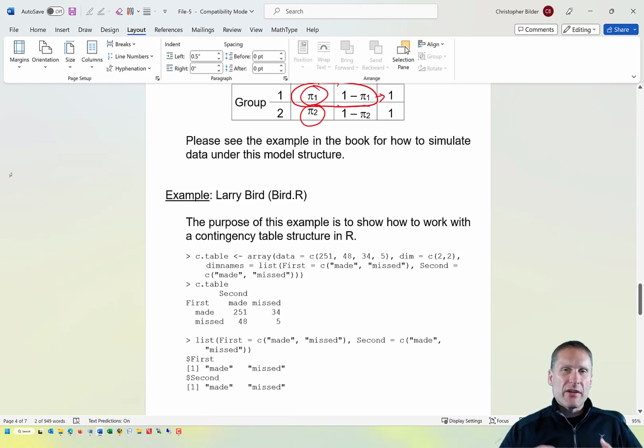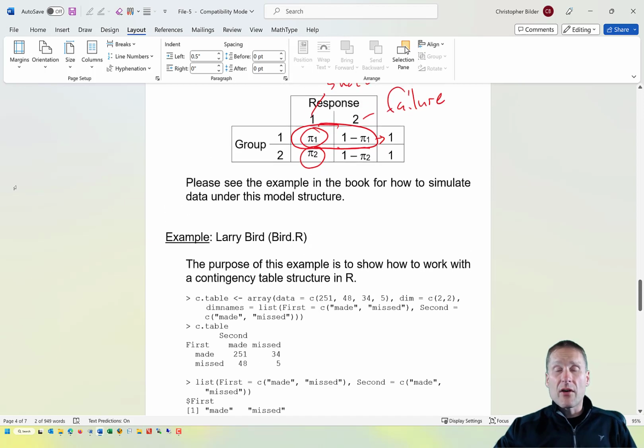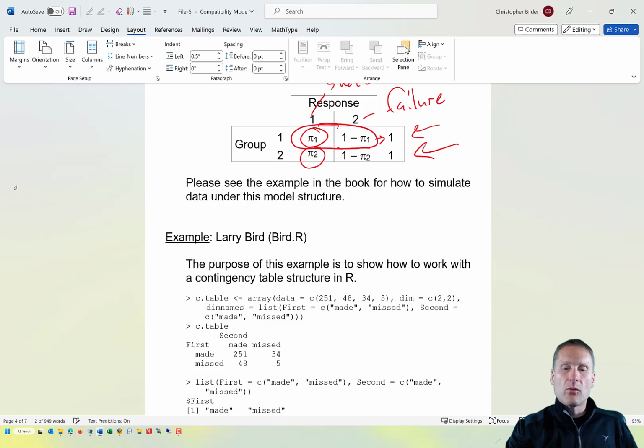So how would you actually simulate observations in this particular setting? Well, you use exactly what we saw from section 1. You could use one binomial distribution for group 1 and one for group 2.